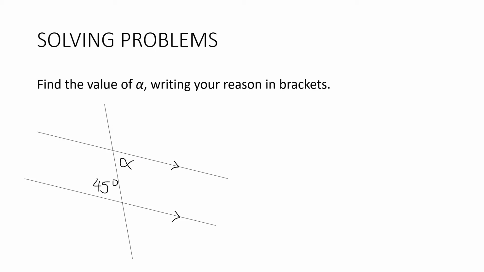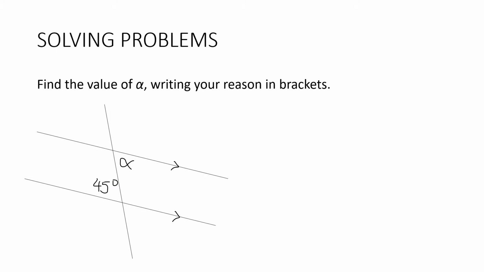So let's move on to today's work. We're going to use what we just learned to solve problems. Here's the first one. Find the value of alpha, writing your reason in brackets. So let's have a quick look at this diagram. We've got parallel lines. We've been given an angle of 45 degrees, and this angle is labelled alpha.